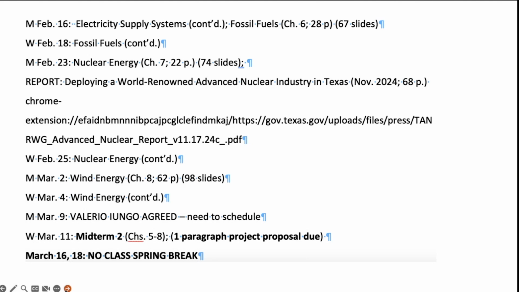So that's a very interesting chapter. You could almost develop an entire course around just nuclear energy. Anyway, there's a report there you might want to download and look at that I've given you the link to. We'll continue that on February 25th, and then we'll switch over to wind energy. And you can see that chapter 8 is pretty long, but we'll spend a couple of lectures on it.